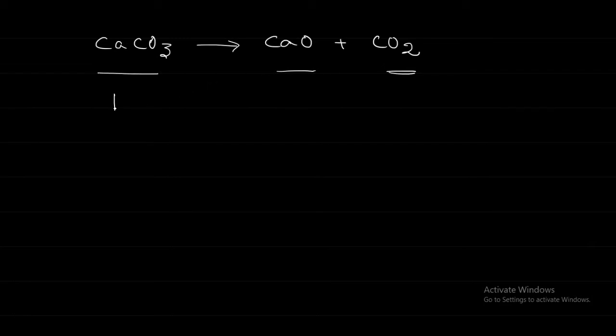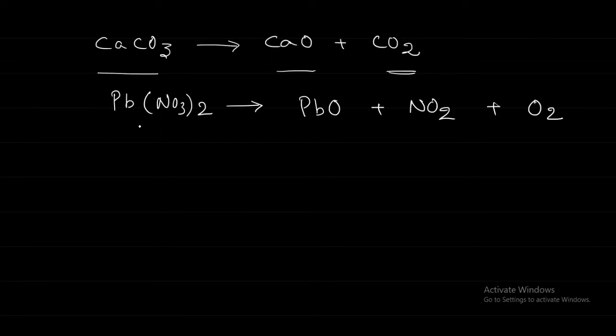Okay, here lead nitrate, Pb(NO3)2, on heating gives rise to lead oxide plus nitrogen dioxide plus oxygen. This particular reaction is not balanced. Okay, so we say that this is a skeleton equation.